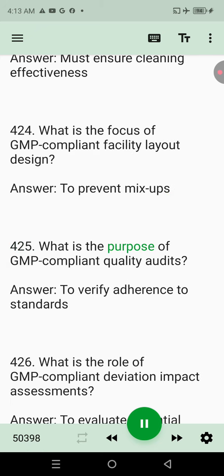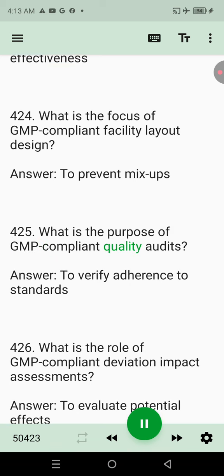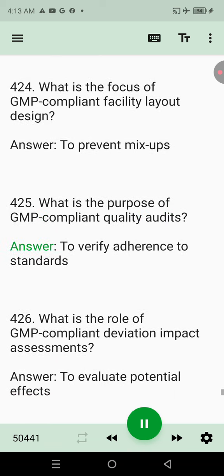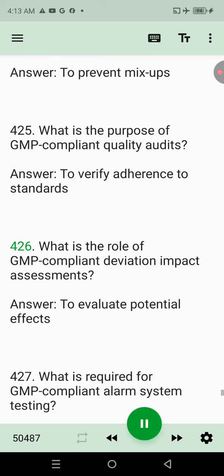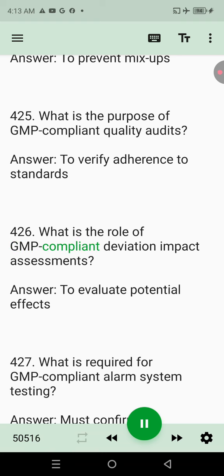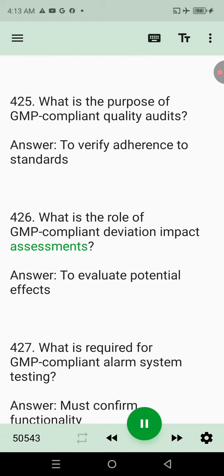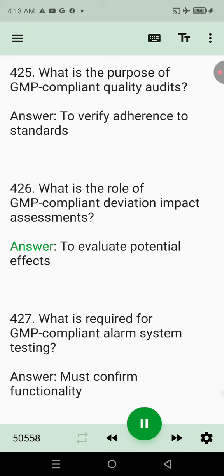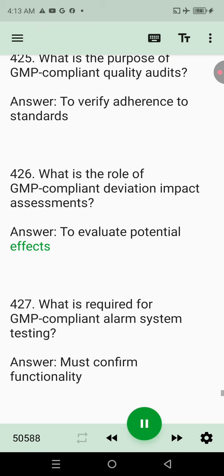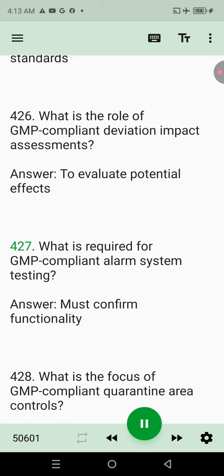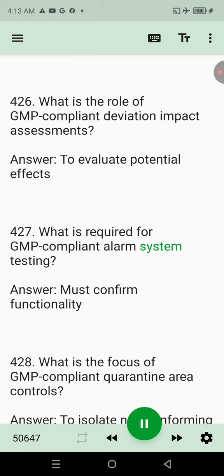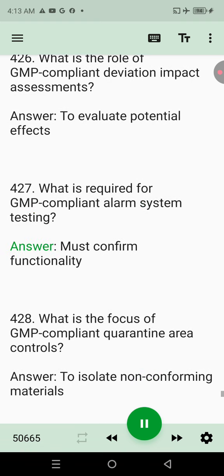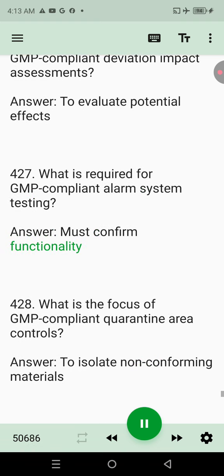425. What is the purpose of GMP-compliant quality audits? Answer: to verify adherence to standards. 426. What is the role of GMP-compliant deviation impact assessments? Answer: to evaluate potential effects. 427. What is required for GMP-compliant alarm system testing? Answer: must confirm functionality.